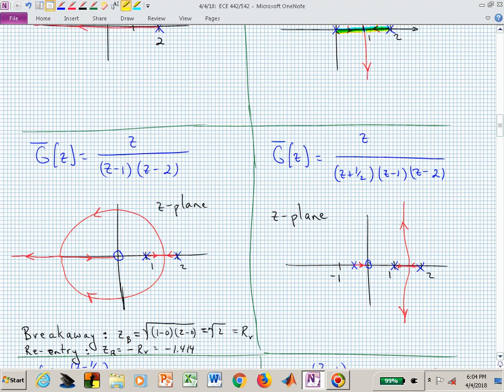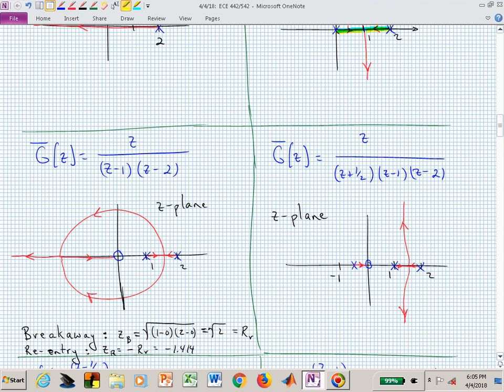The re-entry point is at minus 1.414 now in the lower left. And when they come together, they can't stay together. But these branches then, one goes to the 0 and one goes to infinity. Because we had one branch going off to infinity, we had a pole-zero excess of 1.